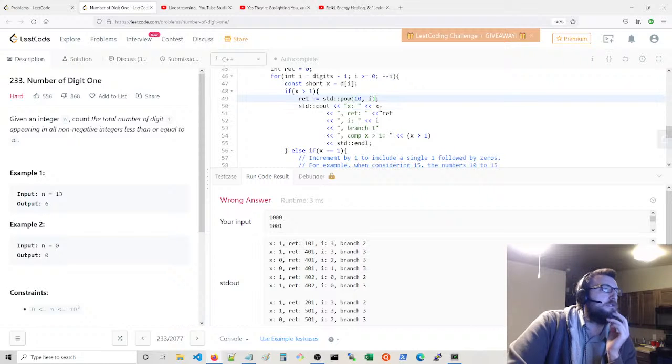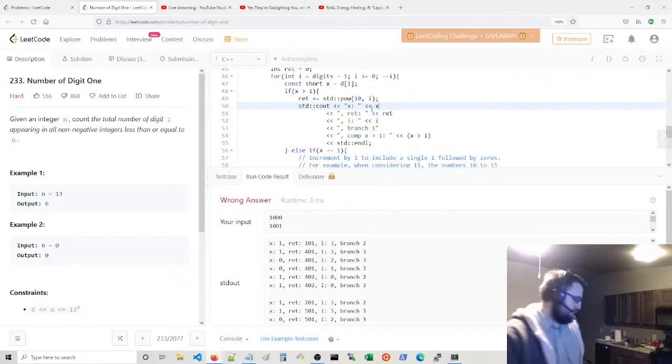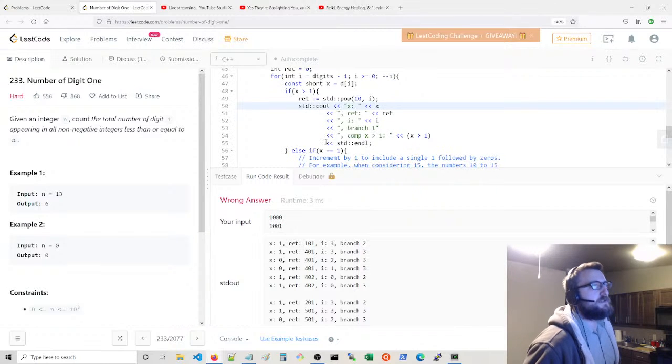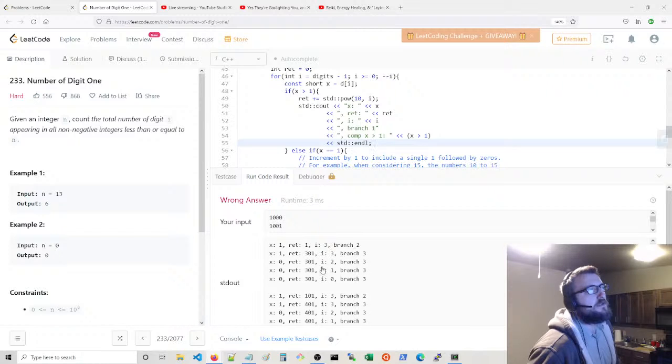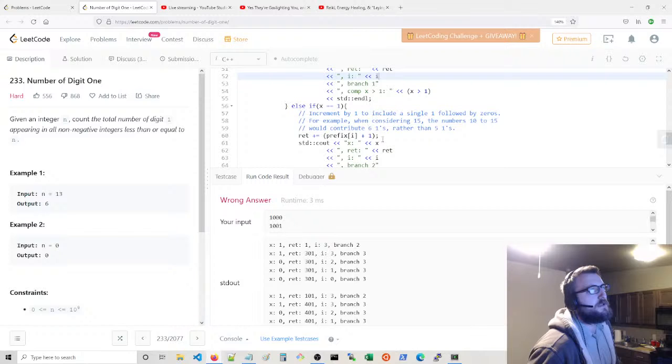No, not quite right. No, yeah. So the problem with this though is I think we should get, so 1,000 should just be that subtotal. Like, I don't know if we even need to add this if x is greater than 1. Well, first things first, branch 2 is equal to 1.